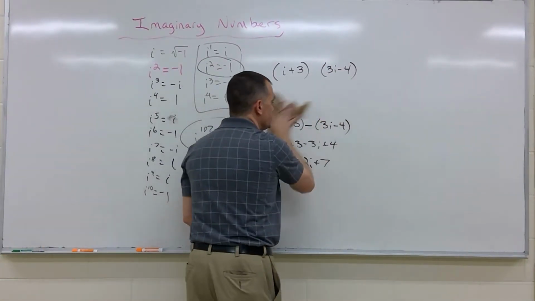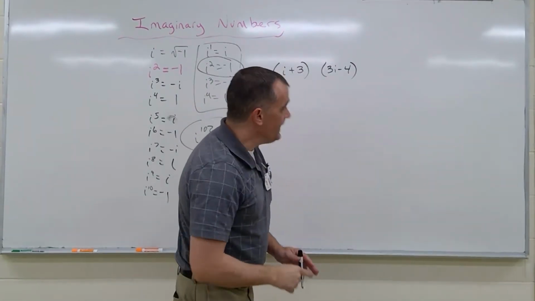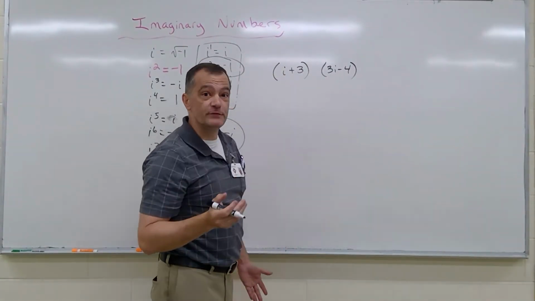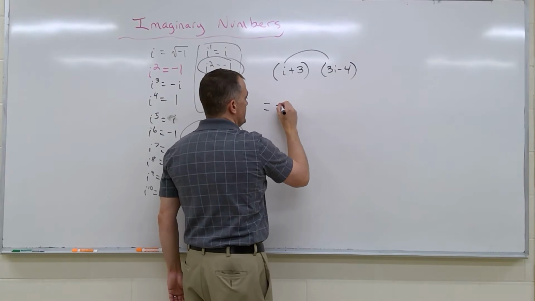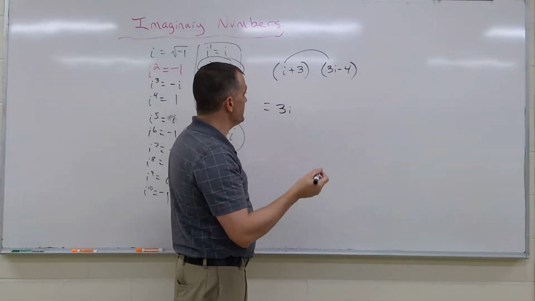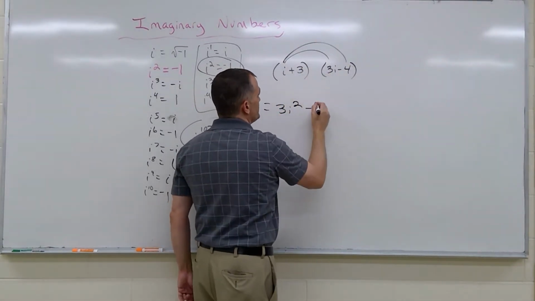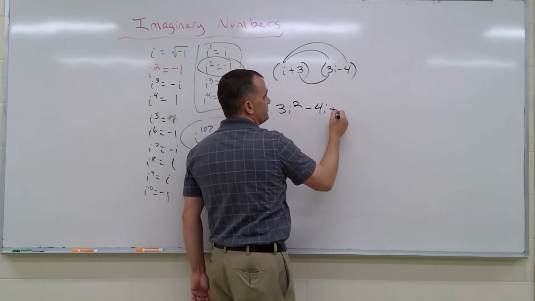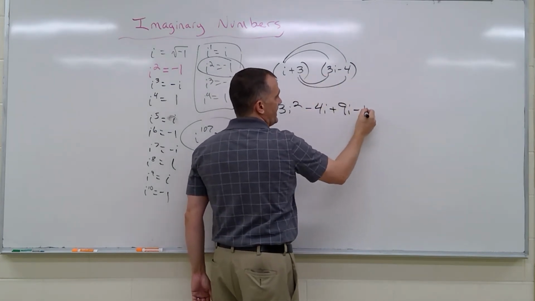So let's multiply these bad boys together. What happens is we're going to use FOIL. First is 3i times i is 3i squared. The outer is minus 4i. The inner is plus 9i. And the last is minus 12.